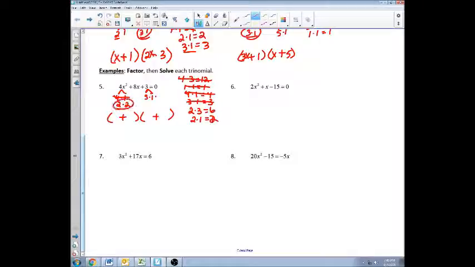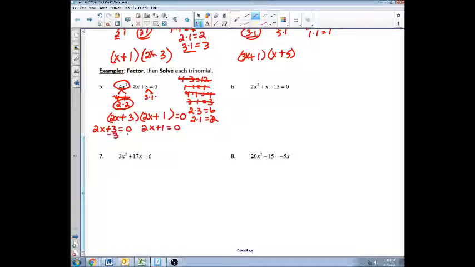Being that the 2 and 2 come from my 4x squared, this would be 2x, and this would be 2x. My 3 and 1 come from my 3. They need to go in the back side of everything here. Well, since these are both 2x, it does not matter where I put the 3 and the 1. Remember that this is going to be equal to 0. Now I need to use the zero product property, which means that I can just take each of my parentheses and set them equal to 0 individually.